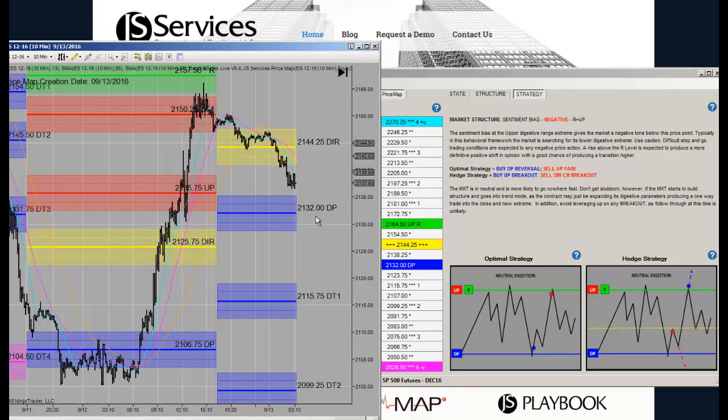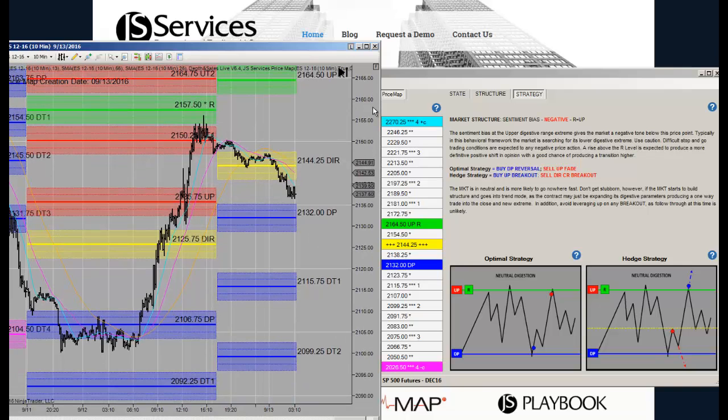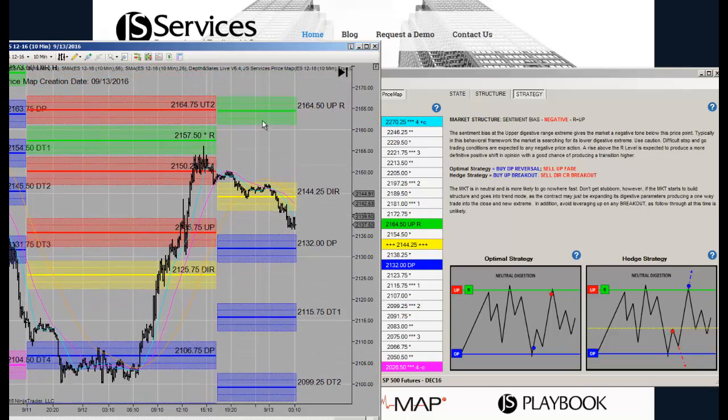And so we're getting a failure here. Here's our upside pivot. So the failure from the directional, we're anticipating it to transition back down to the downside pivot area here.